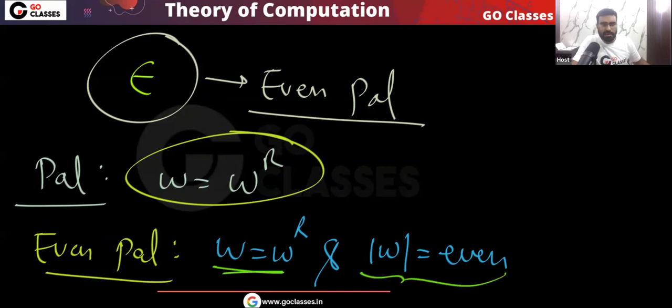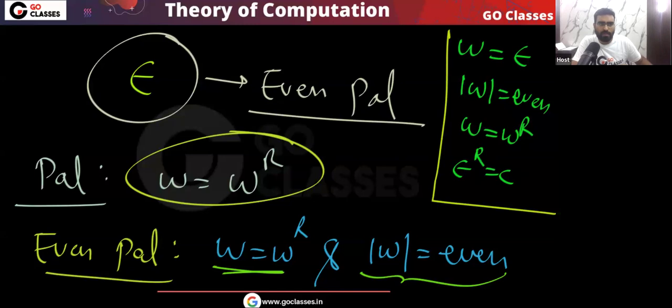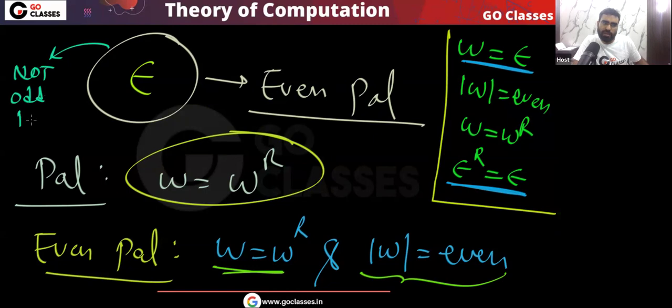Now you can easily see in this epsilon. Okay, for this epsilon, what happens? Let's take W equal to epsilon. So first of all, length of W is even. Also, you can notice that W is equal to W reverse, because you know that epsilon reverse is equal to epsilon. Okay, is this clear? So remember, the length of epsilon is even, and W equal to W reverse, because epsilon reverse is equal to epsilon. So remember, epsilon is an even palindrome. This is not an odd palindrome. Epsilon is not an odd palindrome. Yes or no? Okay, very simple. Now let's move on.